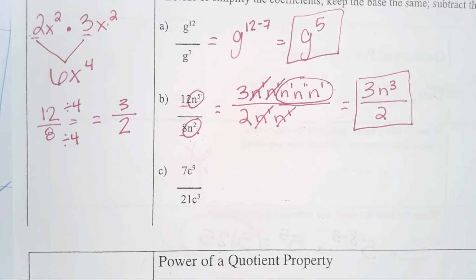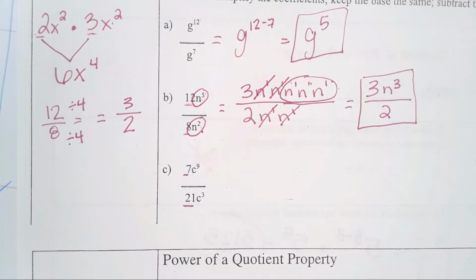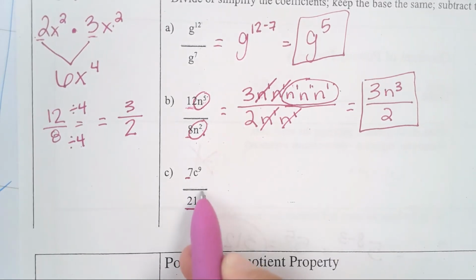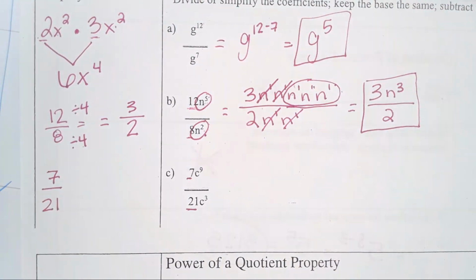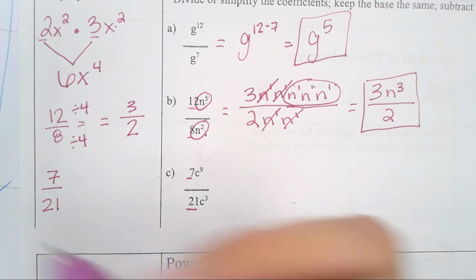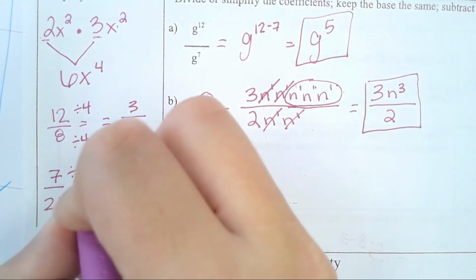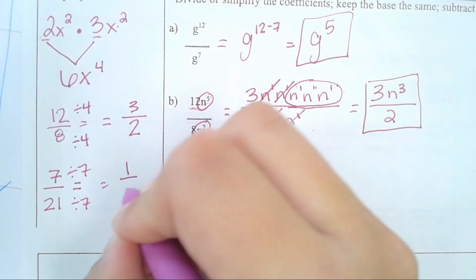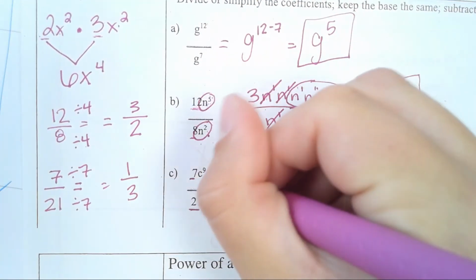All right, so let's move on to C. So again, as soon as you see that we have coefficients, so here we have 7 and 21, you need to do whatever operation is being asked of them. So 7 over 21 means that we are dividing. If I were to take 7 divided by 21, that's not going to give me a whole number, so I'm just going to have to simplify it. What I can simplify these by is 7. So 7 over 21 is really just 1/3. So if I simplify my coefficients, I'm going to have 1/3 over here.